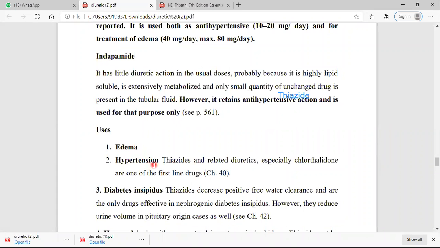Now, the second category is hypertension. Thiazides, especially chlorthalidone, are the first line drug for antihypertensive therapy.